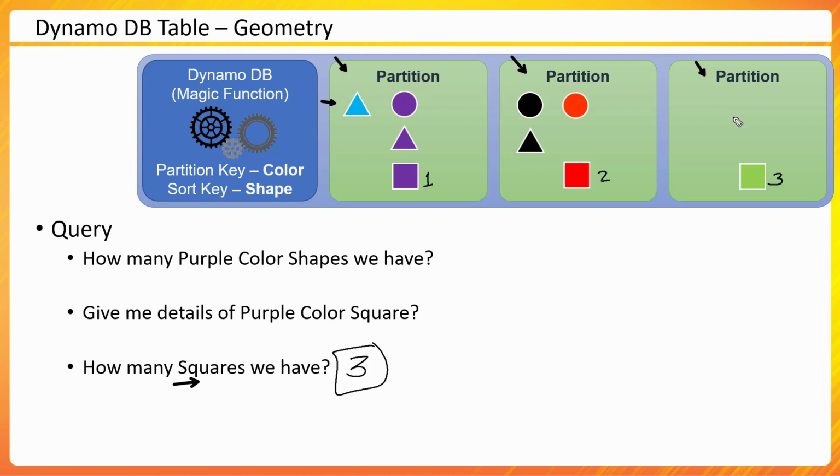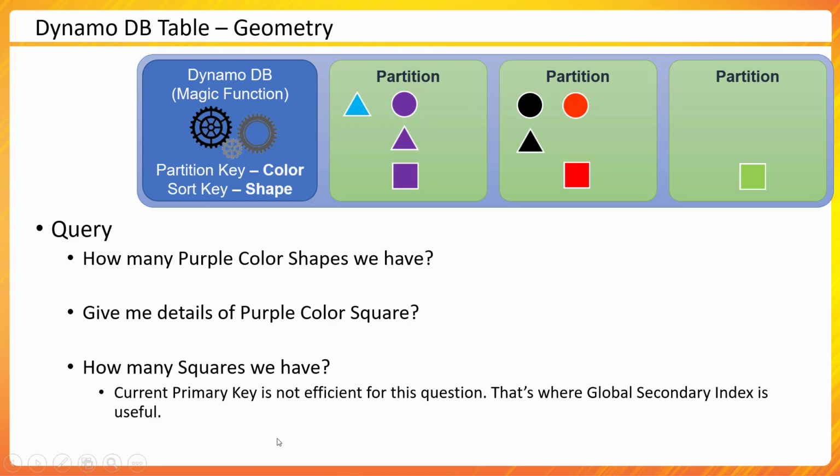I have just a few items here. What if we have multiple items and multiple attributes? It would be a very complex way of going to every item and looking for the information. So we need an efficient way. To summarize what we have here, the current primary key is not efficient for the question I asked. That's where global secondary indexes come into the picture.